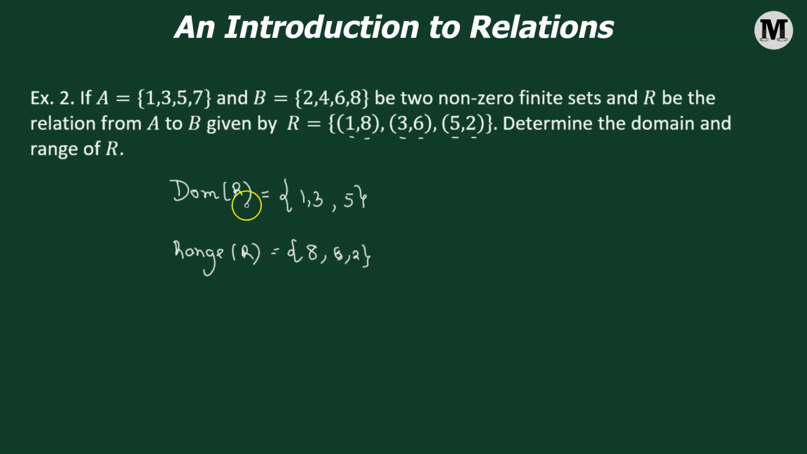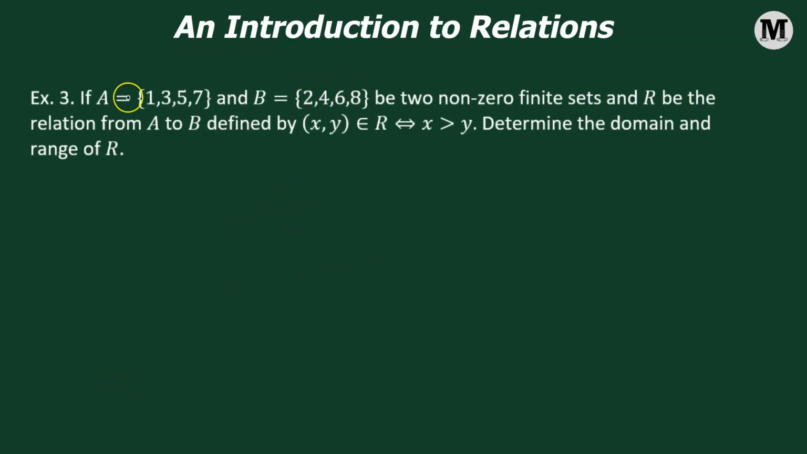As you can observe here, all three elements in the domain of R belong to the set A: 1, 3, and 5 belong to the set A. The elements present in the range of the relation R are present in the set B. So we have 8, 6, and 2. Okay, let's move on to the next problem.